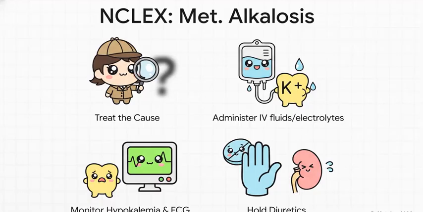So our nursing priorities here are, you guessed it, to treat the underlying cause. We'll be giving IV fluids to replace what's been lost, paying super close attention to electrolytes, especially potassium. That means you're watching for hypokalemia and any weird rhythms on the cardiac monitor. And if diuretics are the culprit, you'll likely be holding those based on the doctor's orders.